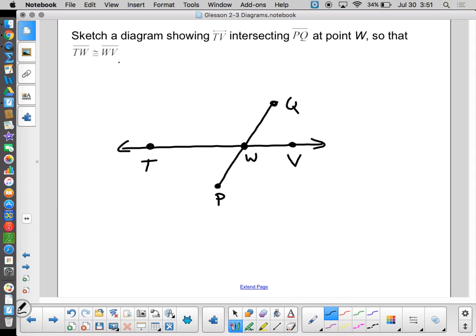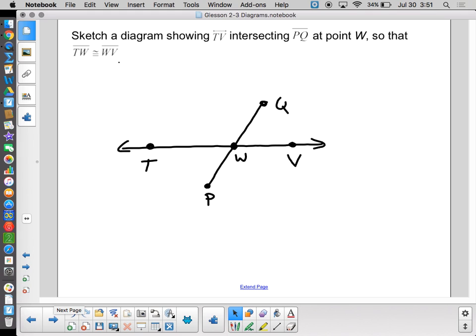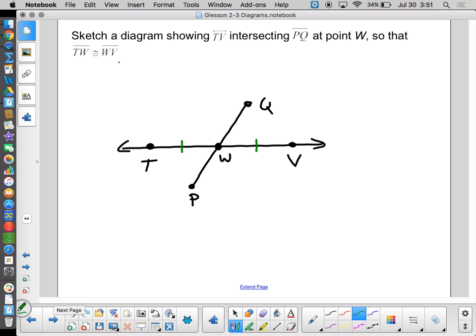Oh, but it says TW has to equal WV. TW has to equal WV. Didn't quite do that right, but that's okay. Smartboard, I can move it down there. And I can indicate that that must be true. Now, is that exactly in the middle? Did I put it exactly in the middle? No, I didn't. But by putting my little tick marks in there, I can fudge that a little bit.